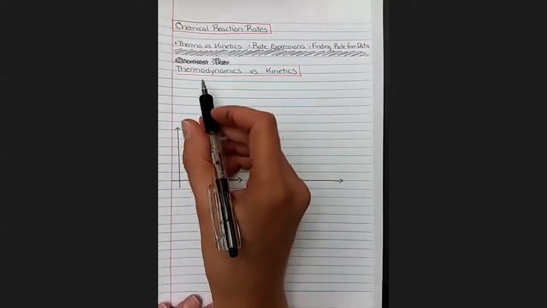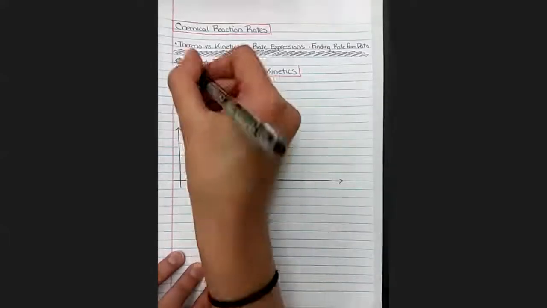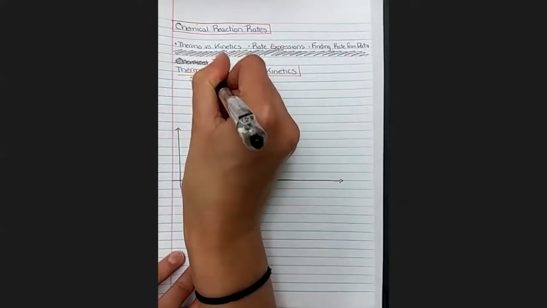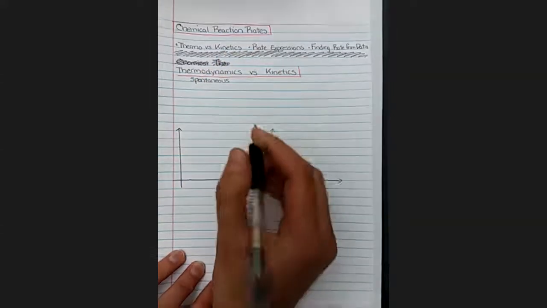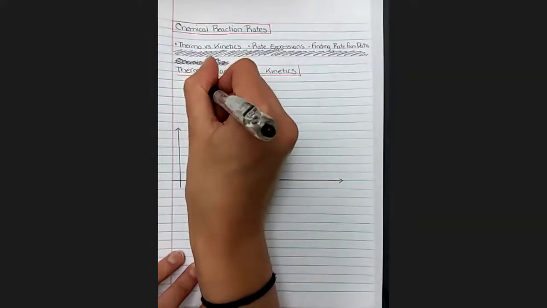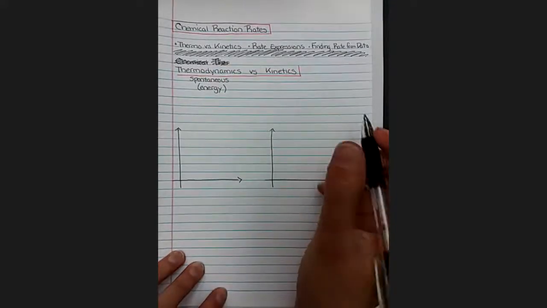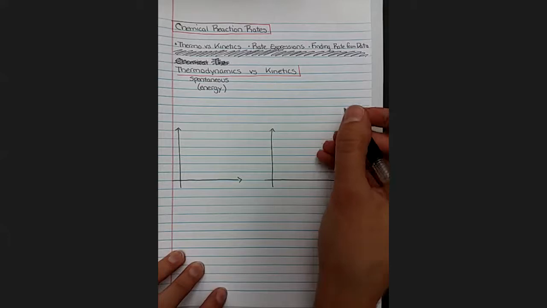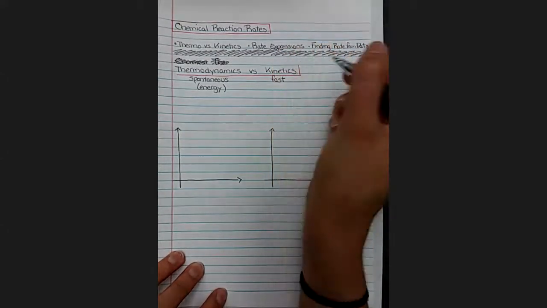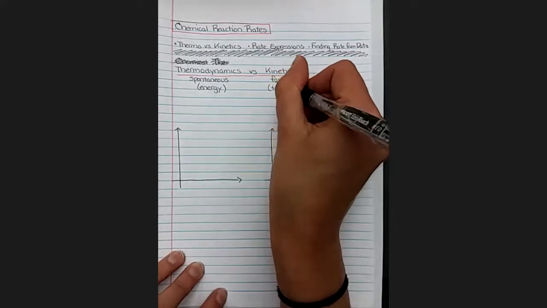Okay, so the first thing on the docket, we're revisiting thermodynamics versus kinetics. We looked at this a little bit in a previous video when we started the unit on kinetics. We said thermodynamics talks about how spontaneous something is, all about energy. The energy difference between the reactants and products predicts whether a reaction will be spontaneous. And in kinetics, we talk about how fast a reaction happens, how much time it takes to do something.